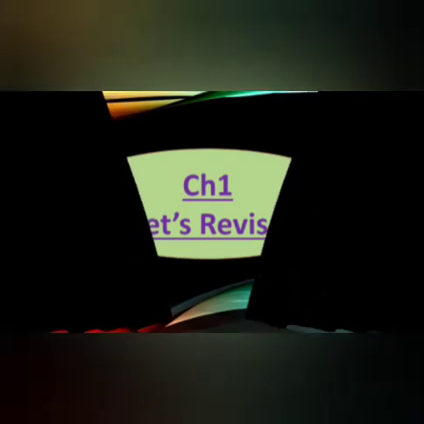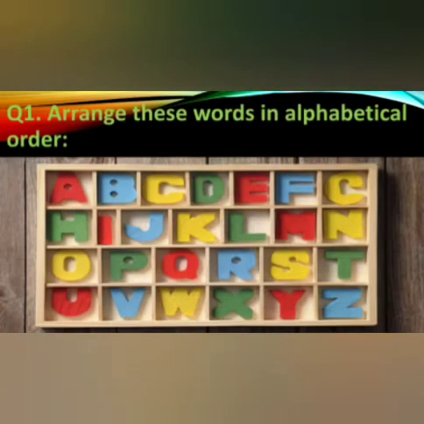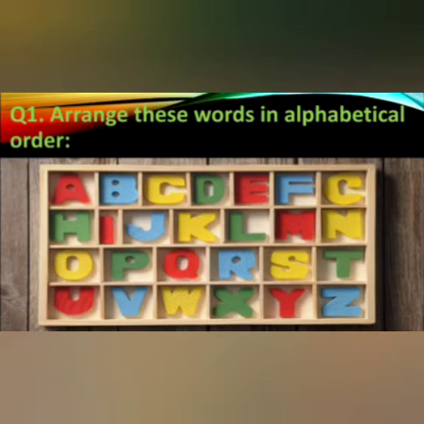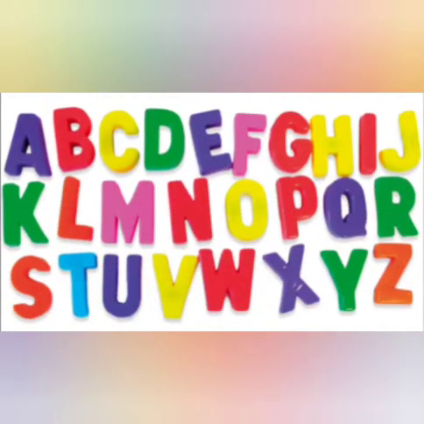Students, here we are with chapter 1 of English grammar, that is Let's Revise. It means we are going to revise whatever we learned in class 4th. So let's start with the first question, and question 1 is arrange these words in alphabetical order. Before starting the question, let's have a look at the English alphabet. As we know, there are 26 letters in the English alphabet, which are shown on the screen. A to Z is the order of the English alphabet.